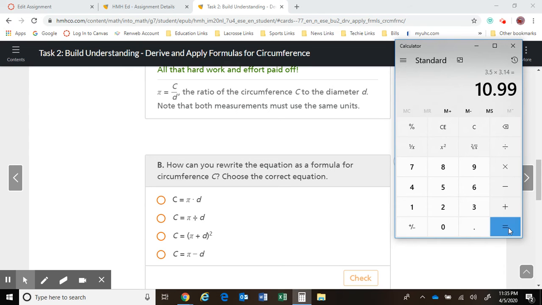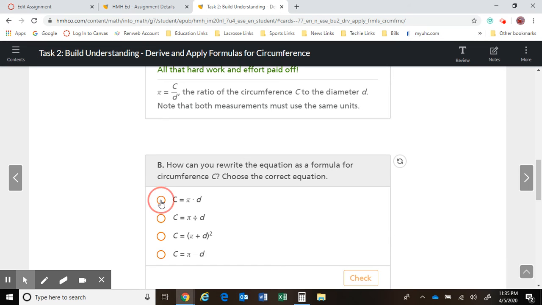Well, let's try it again. I did my frying pan. My frying pan's diameter was 10. And if I multiply that times pi, 3.14, what do I get? 31.4. And that was my circumference, if you recall from the previous one. So pi times diameter will always give you the circumference.